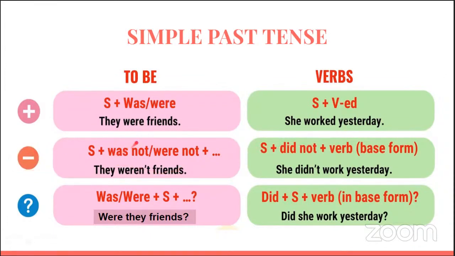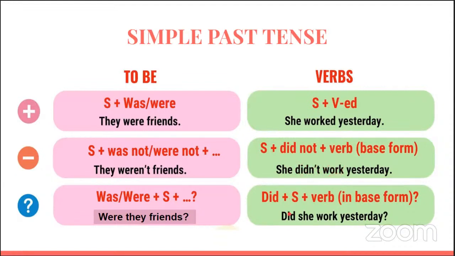For the negative form, we are going to be adding not to the verb to be. So was not or wasn't, were not or weren't. And here we have an example: They weren't friends. For the negative form with verbs, we are going to be using the auxiliary did not or didn't, and my verb is going to be in the base form. Why? Because my auxiliary is going to modify the verb. So I will say, she didn't work yesterday, because this auxiliary is changing this verb into the past.